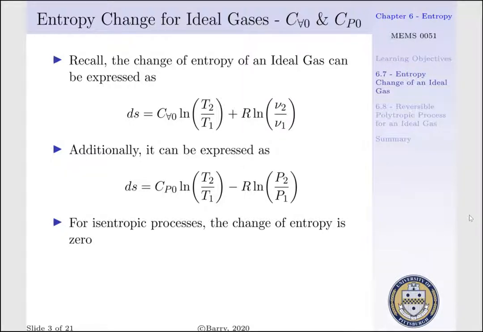Gibbs' first equation for an ideal gas can be expressed as our change of entropy is equal to our constant volume specific heat times the natural log of T2 per T1 plus R times the natural log of nu2 per nu1. Gibbs' second equation can be expressed as our change of specific entropy is equal to our constant pressure specific heat times the natural log of T2 per T1 minus R times the natural log of P2 per P1. For isentropic processes, ds is equal to 0.